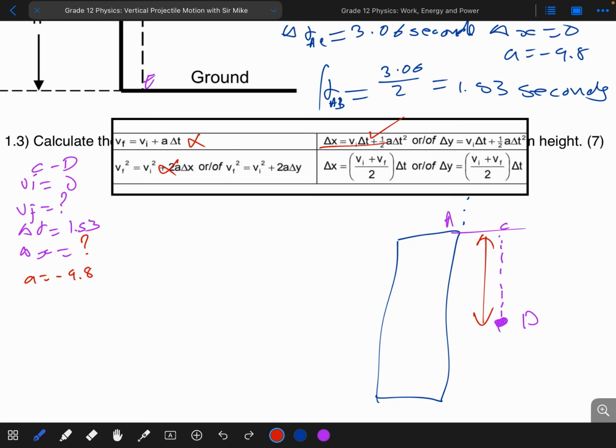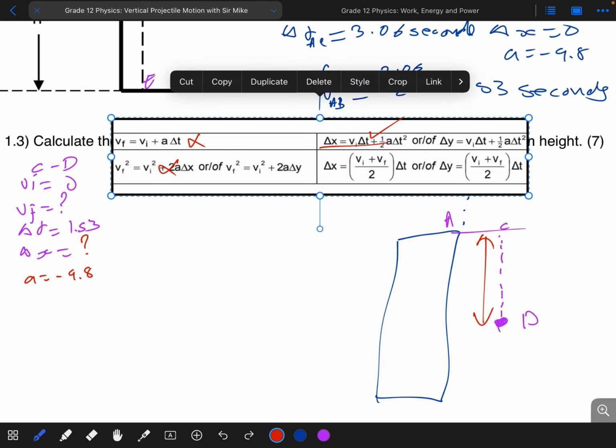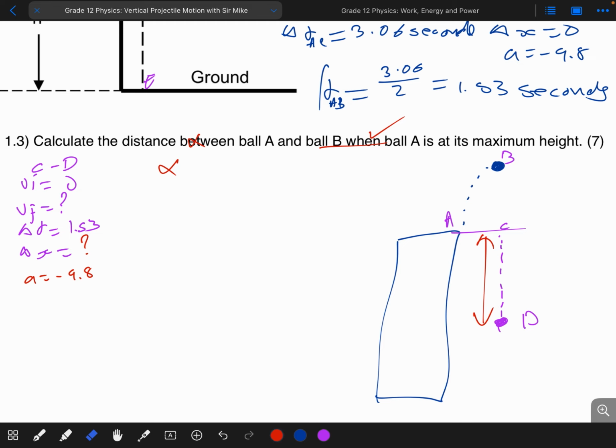So any equation that we're going to choose must have displacement, what we are looking for, and mustn't have the final velocity in this case, because we don't know the final velocity of the object. So in this case, I'm simply going to choose that third equation there.